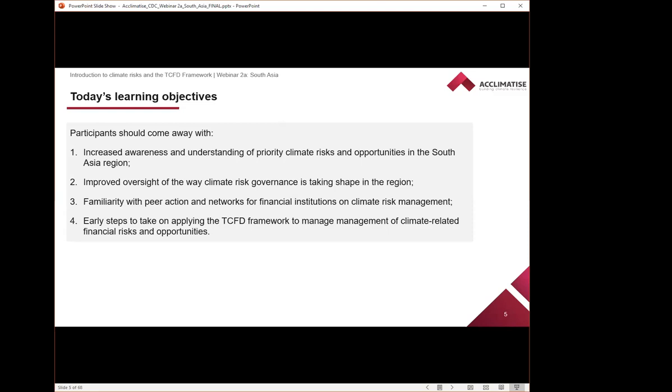We also want you to come away with an improved understanding of how your peers are getting started on climate risks and important networks emerging around the TCFD for financial institutions like you. And finally, we want you to leave this training with some early steps that you can take on your TCFD journey, which is really the how you can get started.